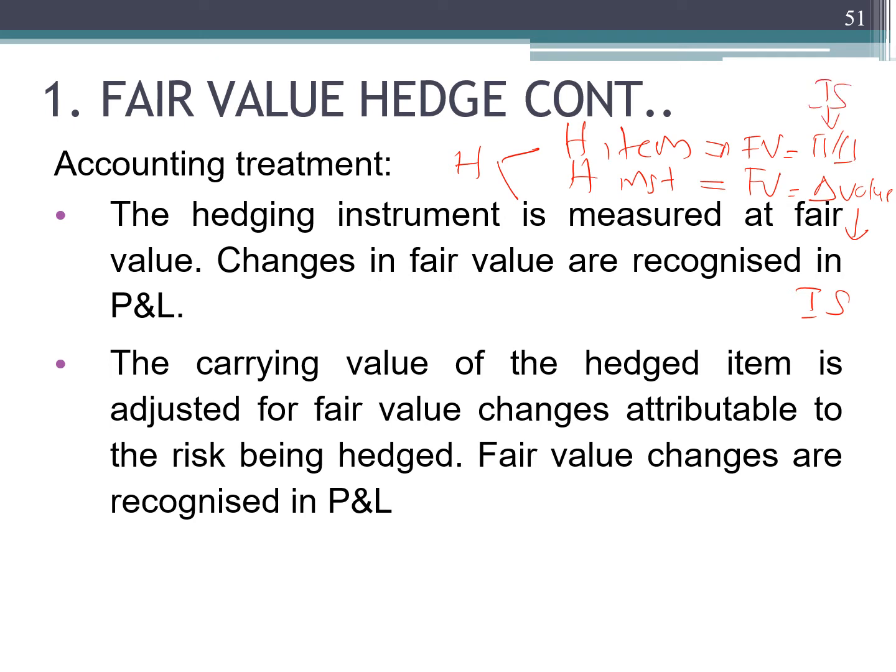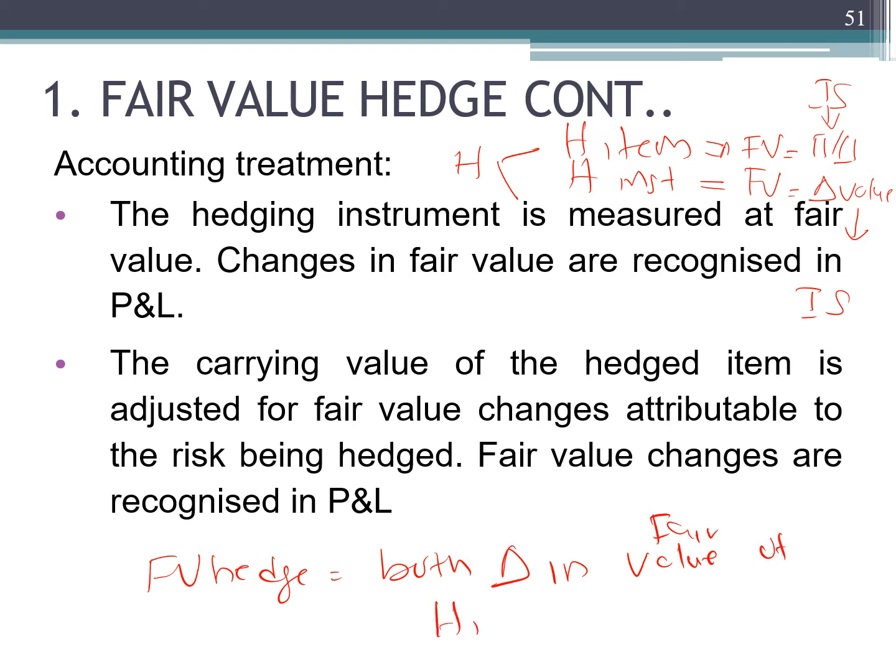To make it simple, for the fair value hedge, both changes in the fair value of the hedge item and the hedge instrument will be transferred to P&L or the income statement. So both changes in the fair value of the hedge item and hedge instrument will be transferred to the P&L, the profit and loss account.